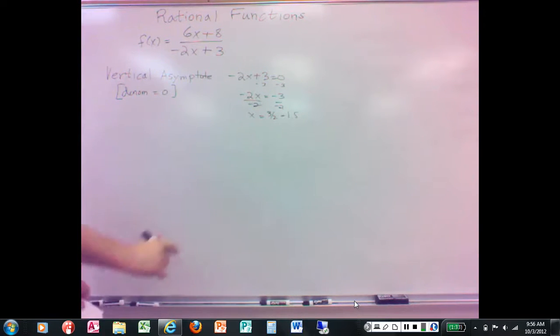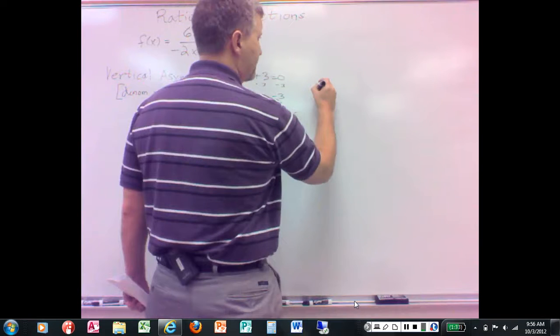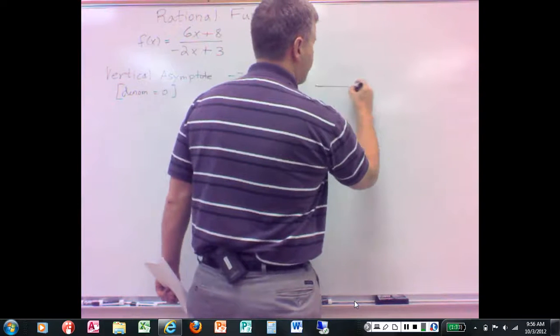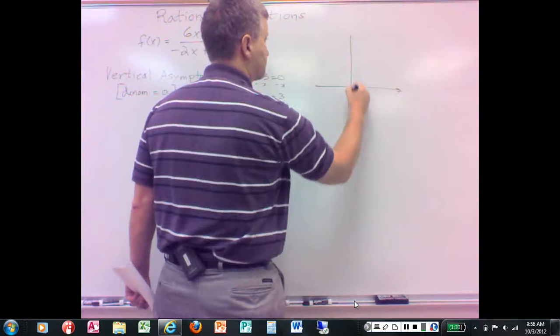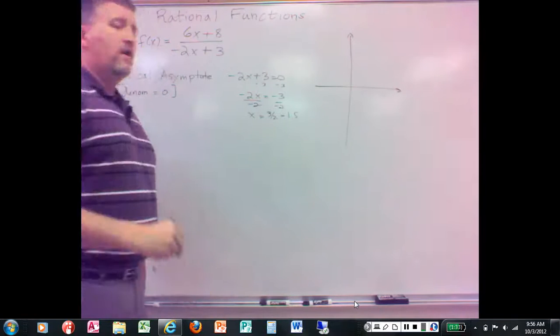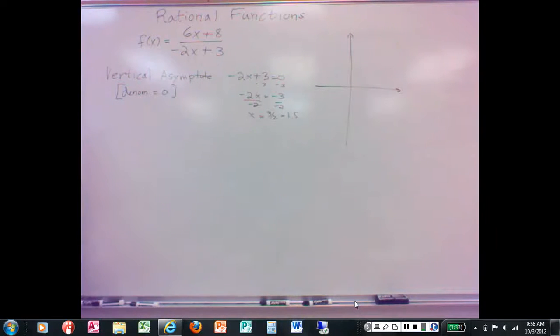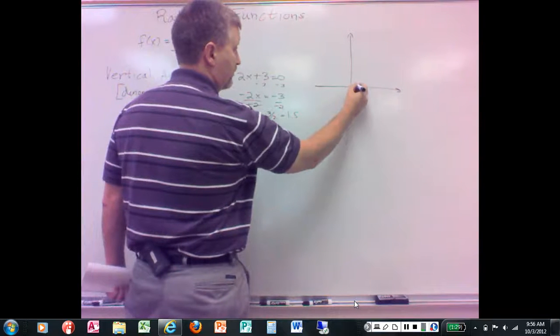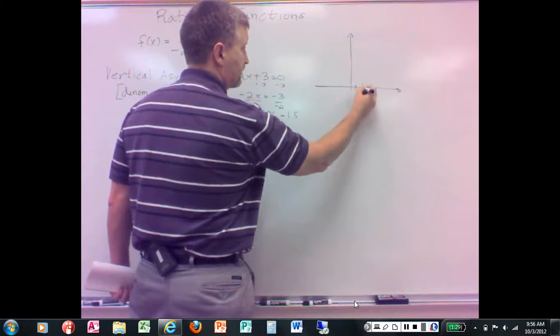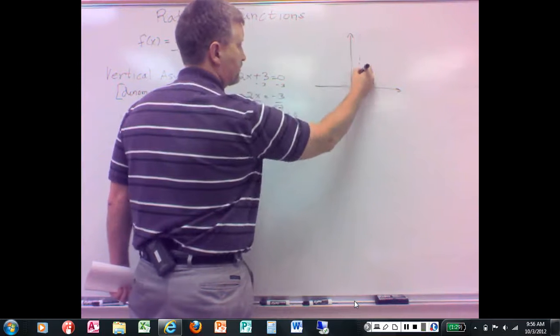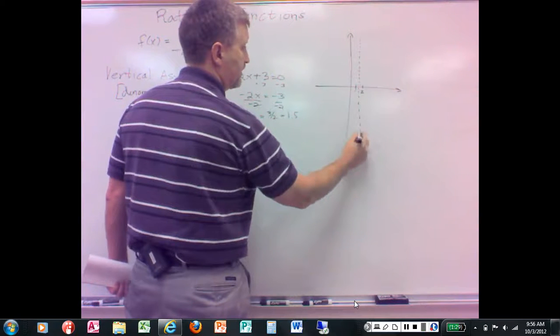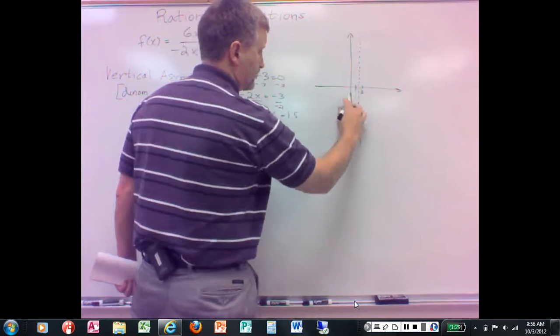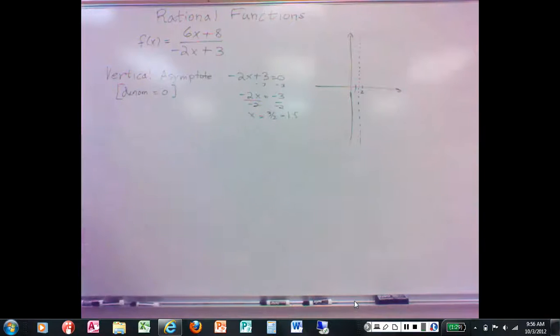Okay, and so if I put that on the graph, the way I can document it is to put, at 1.5 on the x-axis, a vertical dotted line. All right, and we'll talk more about what it means for the graph in just a second.